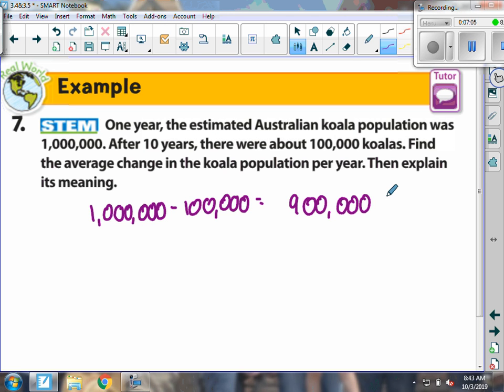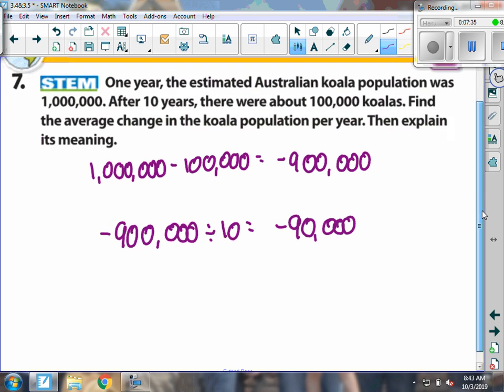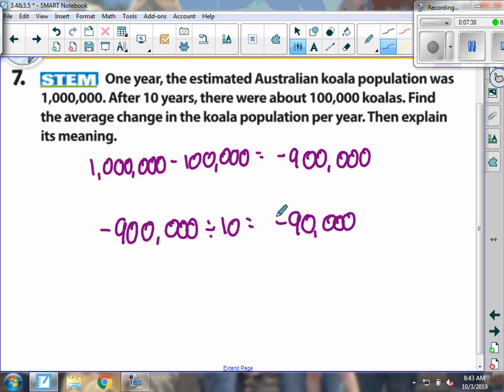And that's going to give me 900,000. Now I need to think, did the population go up or down? It went down. So do you think that this number needs to be a positive or a negative? Yeah, it needs to be a negative. So I'm going to take my negative 900,000. This is how much it changed over 10 years. We want to know how much it changes over 1 year. So I'm going to divide this by 10. And that's going to give me negative 90,000. So I found the average change in the koala population per year, negative 90,000.